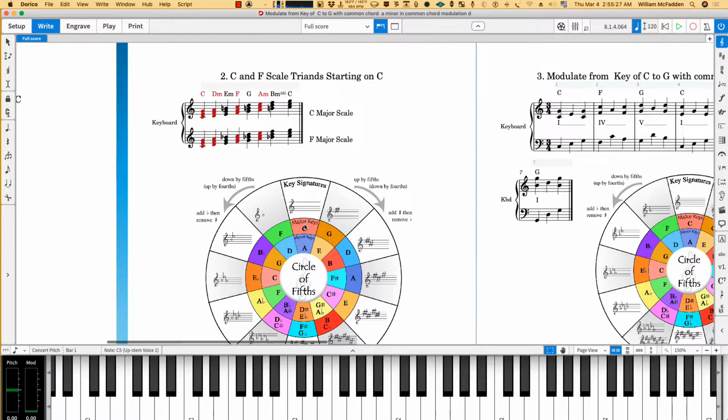Okay, so as we see here, the C scale has these triads, and then the F major scale, starting on C, has these triads, and we notice that the C major, the D minor, the F major, and the A minor are chords in common. So we can modulate potentially on those chords.